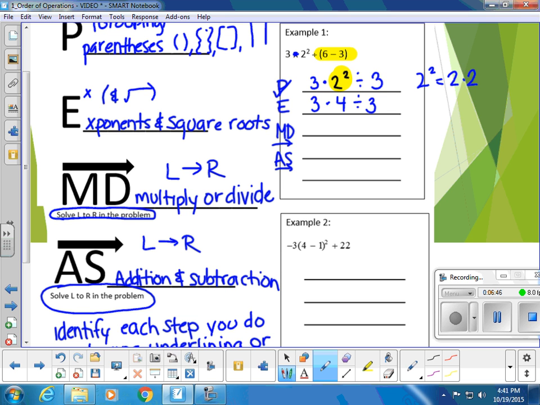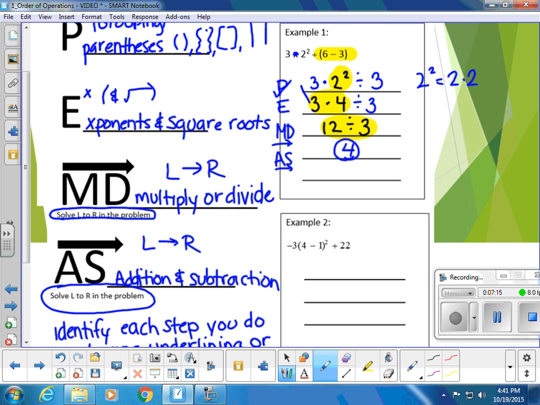Remember, I've got multiplication and division, so I'm going to do it left to right. So I'm going to do 3 times 4 first. 3 times 4 is 12. Then I've got 12 divided by 3, so that's my next step. I'm going to highlight that. 12 divided by 3 is 12 split into 3 groups, which is 4 in a group. And then I'm going to circle my final answer.